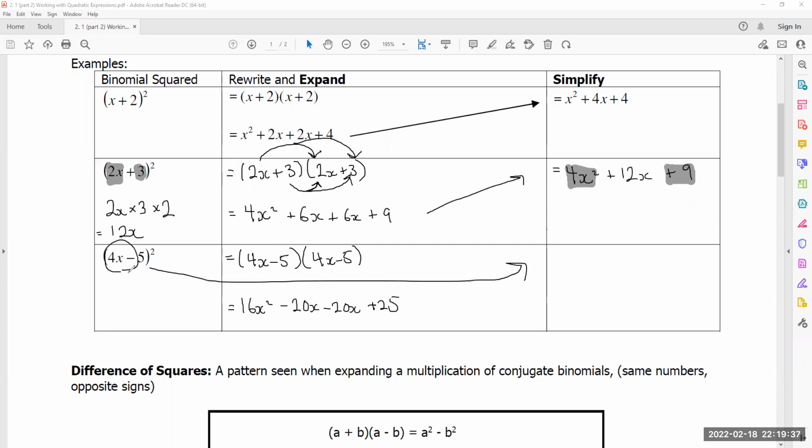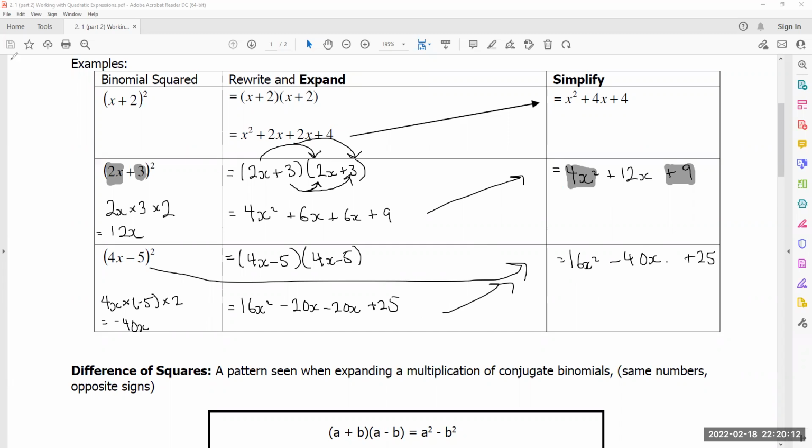What's 4x multiplied by itself? 16x squared. What's negative 5 times negative 5? Well, it would be positive 25. Then what is 4x times a negative 5 times a 2? Well, 4 times negative 5 times 2 would be negative 40. Sorry, negative 40x. I apologize. That is negative 40x. And it matches with what we did before.